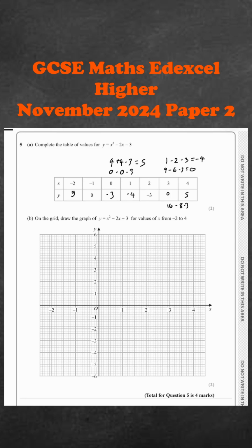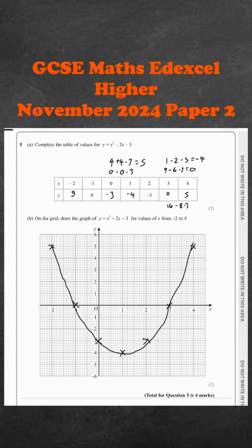So we're going to plot (-2, 5), which is over here, (-1, 0), which is here, (0, -3), which is here, (1, -4), which is here, (2, -3), which is here, (3, 0), and (4, 5). It is a quadratic equation, so we're expecting that shape of the graph, and we're just going to connect the points in the best way we can.